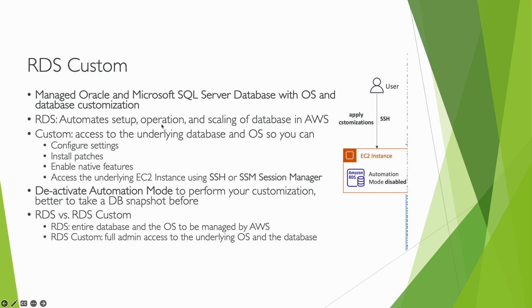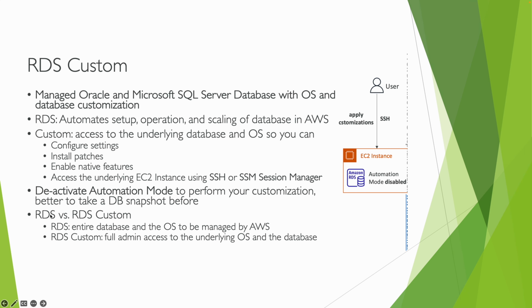Automatically set up, operate and scale databases in AWS. In RDS, the operation and scaling of the database will be done automatically. In RDS Custom, you get access to the underlying database and OS, so you can configure settings, install patches, enable native features, and access the underlying EC2 instance using SSH or SSM Session Manager. You can do all this using RDS Custom by logging into the EC2 instance. You can deactivate automation mode to perform your customization. It is better to take a DB snapshot before you do this.